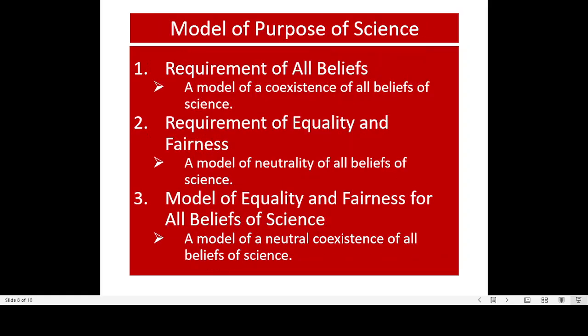So for the first model, that is model of purpose, there are two pieces in the requirements. The first one is all beliefs. So we have a model of coexistence of all beliefs. That's the first model to accomplish the requirement of all beliefs. Second, the equality and fairness. We have a model of neutrality of all beliefs. Combine those two, it's a combined model of neutral coexistence of all beliefs to model the equality and fairness for all beliefs.